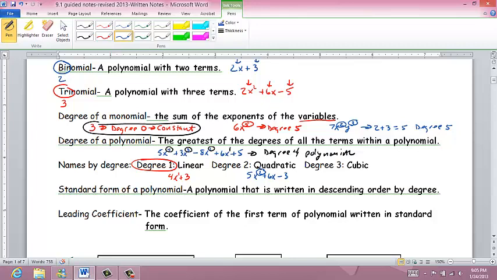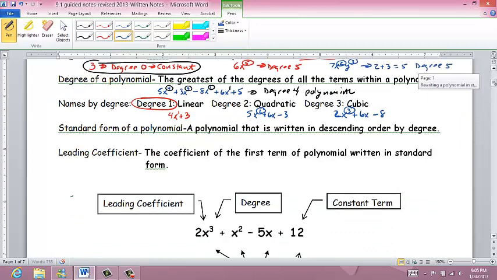A degree 3 polynomial we call cubic. And of course, obviously, to have a degree 3 polynomial, we'd have to have an exponent of 3 being the highest exponent in the polynomial. So, 2x to the third plus 6x minus 8. Okay, this would be a degree 3 polynomial, not because there's 3 terms, but because the highest exponent is 3.